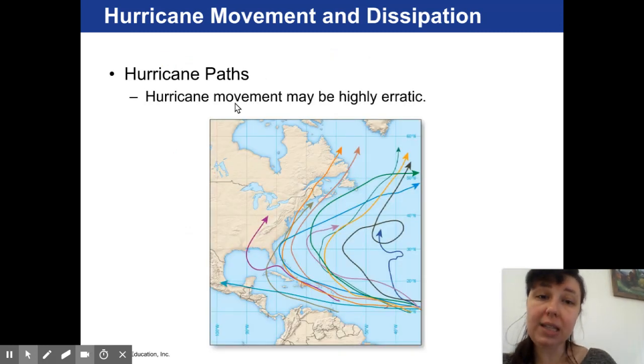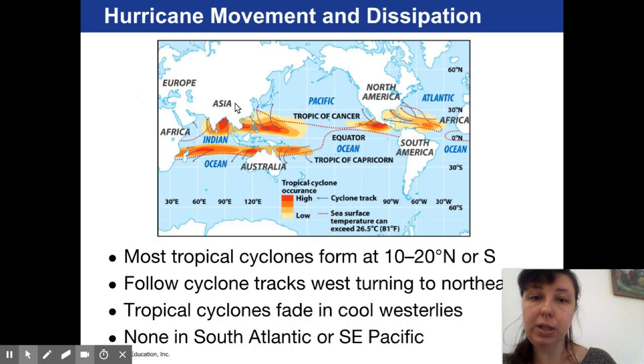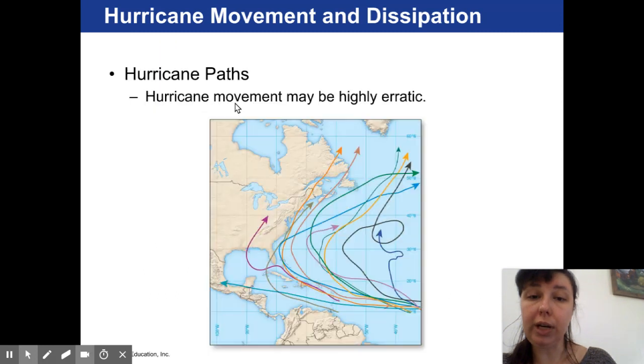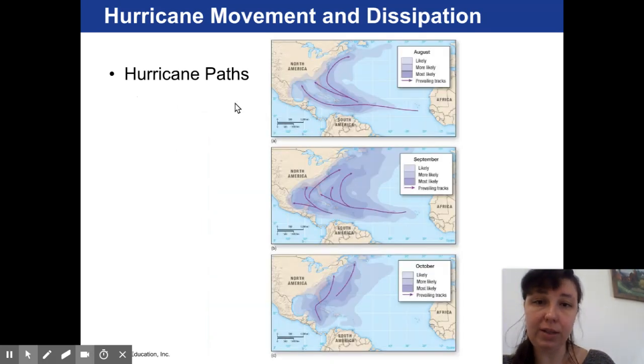With that said, some storms can behave quite erratically, being pulled in various directions with different actions. And so while most storms pull poleward, some take very interesting and erratic routes. And here is just some examples of erratic routes that storms have taken.